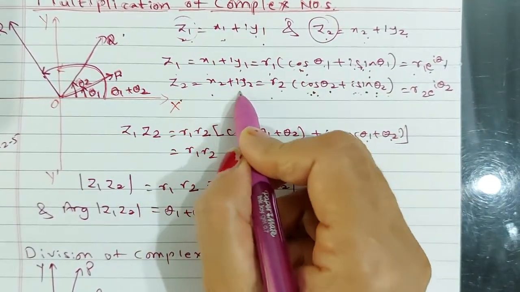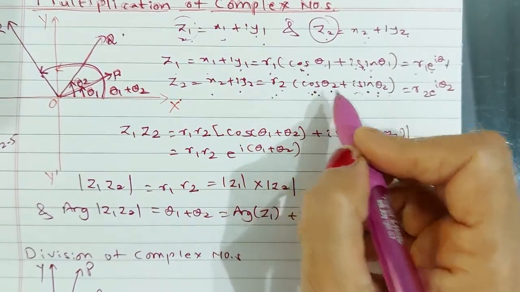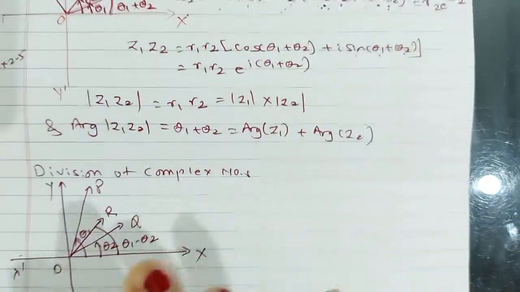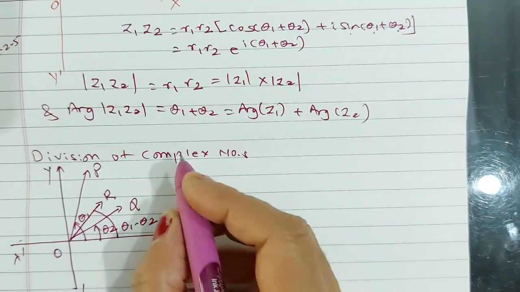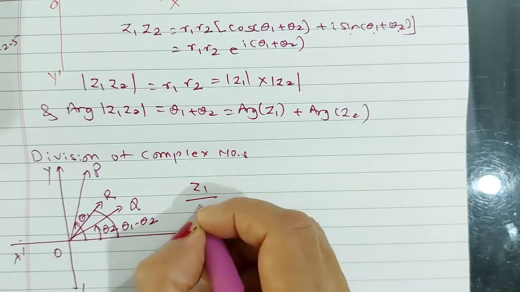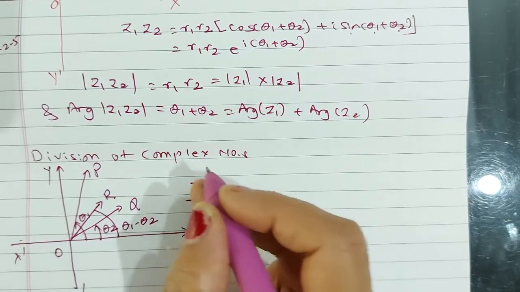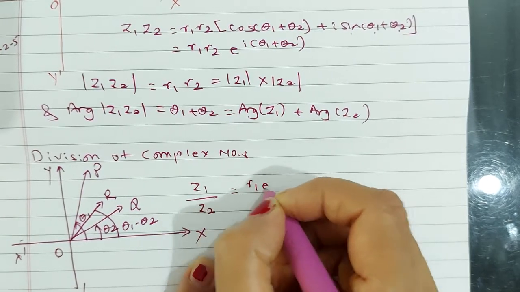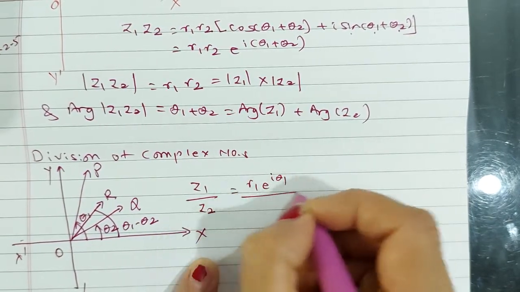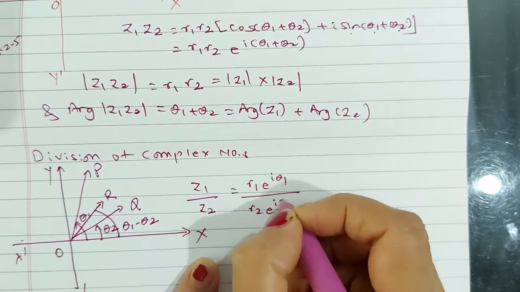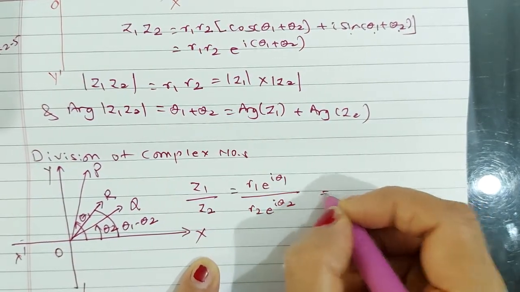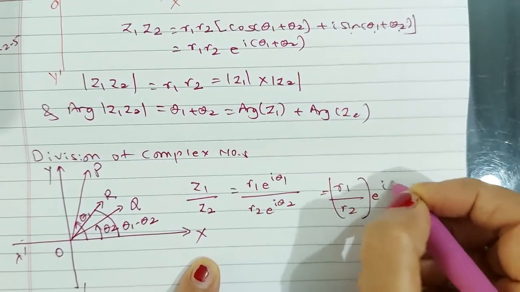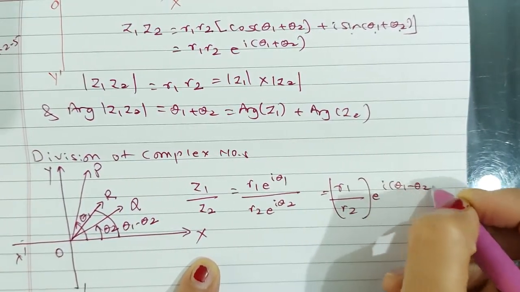z2 is x2 plus iy2, which is equal to r2 (cos theta 2 plus i sin theta 2), which is equal to r2 e to the power i theta 2. This is the same over here also. Okay, only thing that changes is the quotient. So I can say z1 by z2, the quotient of two complex numbers z1 and z2, is given by r1 e to the power i theta 1 divided by r2 e to the power i theta 2, which is equal to, obviously, r1 by r2 e to the power i (theta 1 minus theta 2).